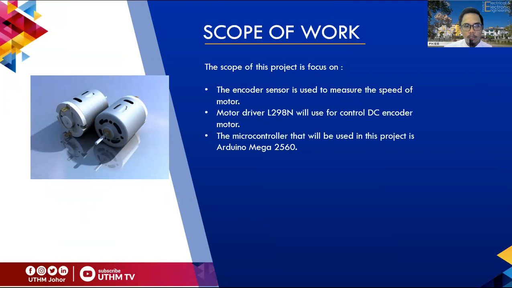So the scope of work of this project is focused on the encoder sensor used to measure the speed of the motor. The motor driver L298N will be used to control the DC encoder motor, and the microcontroller that will be used in this project is the Arduino Mega 2560.